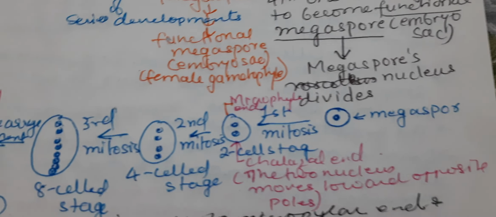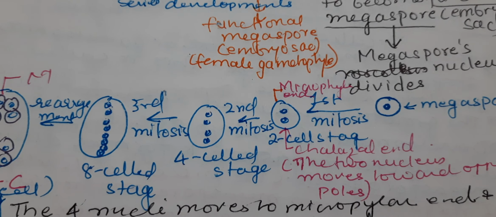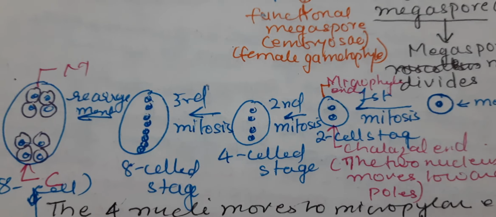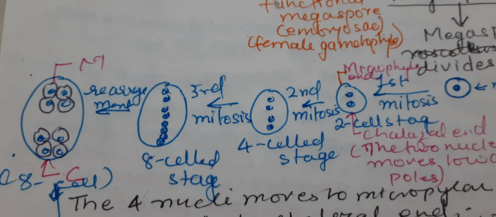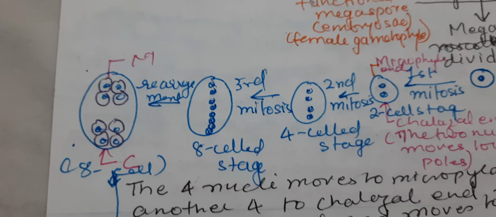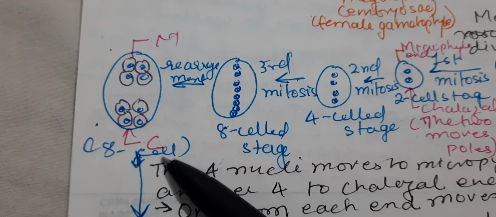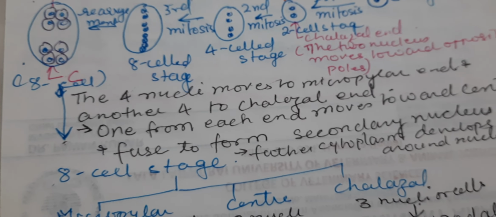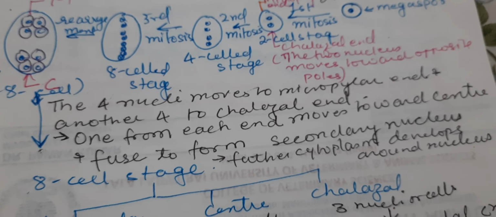And then again a second mitosis occurs. So out of two, four nuclei are generated. This is called the four cell stage of the embryo sac. And then a third mitosis occurs and 8 cells are formed. And then these cells arrange themselves with polarity. 4 of them move to the micropylar end, and 4 of them move to the chalazal end. So 4 nuclei move to the micropylar end and 4 to the chalazal end.